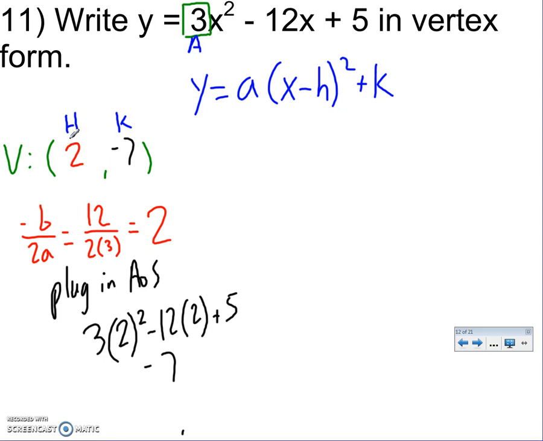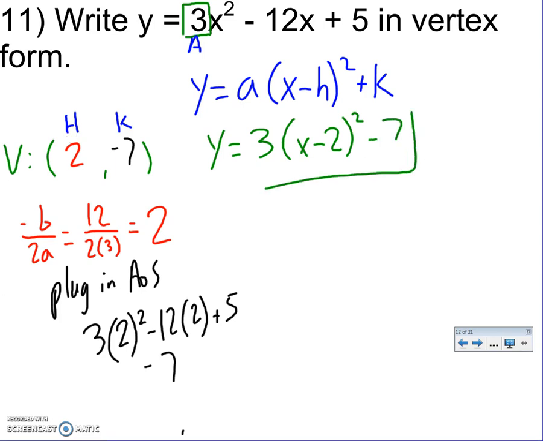So I'm plugging in. So I'm going to leave y alone. A is positive 3, parentheses, x leave alone. H, remember opposite is -2 squared plus k. Okay, k is -7, so let's put just -7. That's it. If you're ever unsure, you can just multiply that out to make sure it matches the original, which it does.